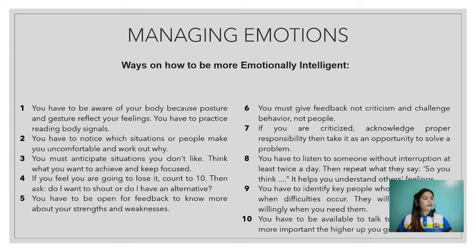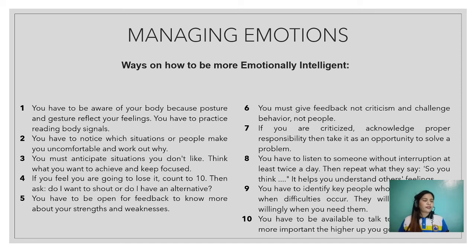First, you have to be aware of your body because posture and gesture reflect your feelings. So, you have to practice reading body signals. Second, you have to notice which situations or people make you uncomfortable and work out why. Third, you must anticipate situations you don't like. Think what you want to achieve and keep focused. Fourth, if you feel you're going to lose it, you have to count 10 and rethink. Do you really have to shout? Or maybe there's an alternative.